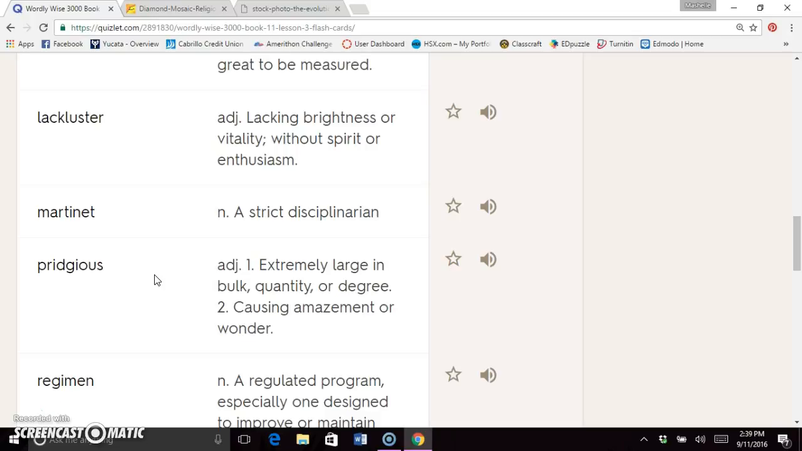So ships, elephants can even be prodigious, but that idea of there's so much quantity and bulk to it that it causes that amazement or wonder to it.